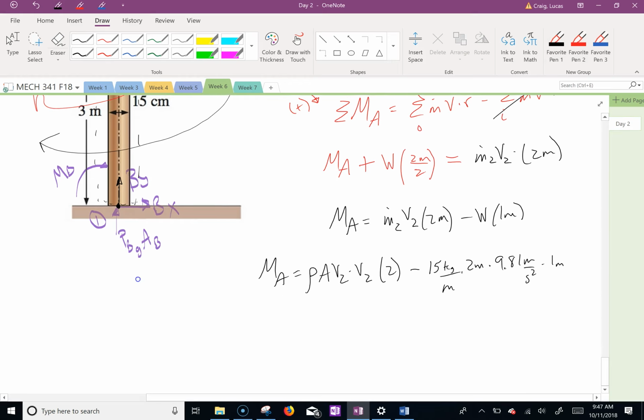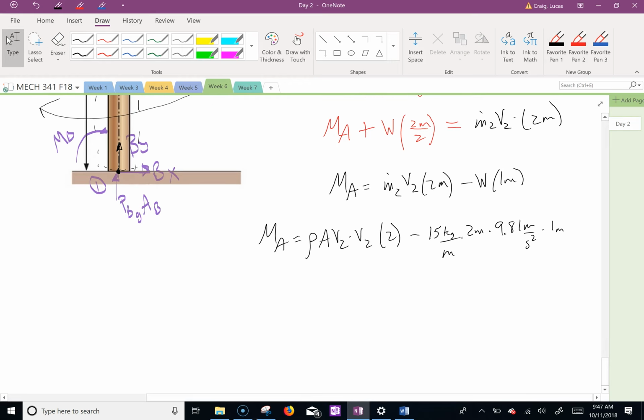I'm kind of breaking my rules, but I'm fine if you put numbers in like this. Again, the weight was 15 kilograms per meter. The whole length of that is 2 meters. Multiply by 9.81, that gives you the whole weight in that section. But that weight force only acts 1 meter away from that. Okay, and let's finish this.